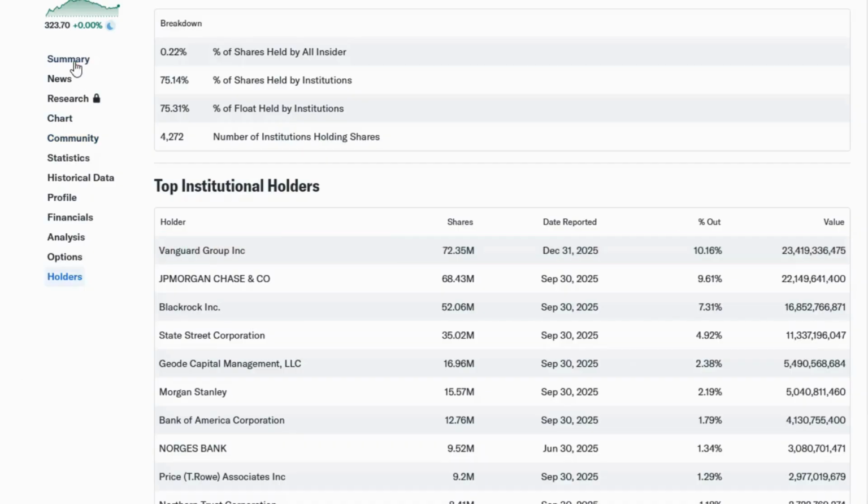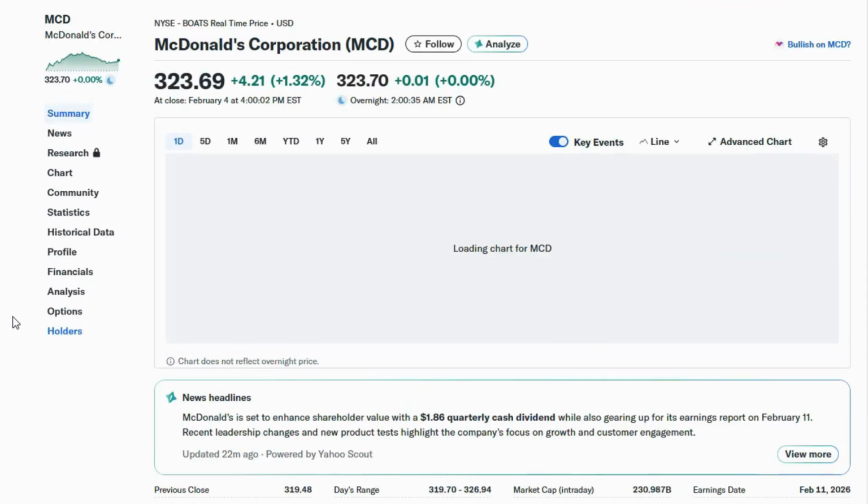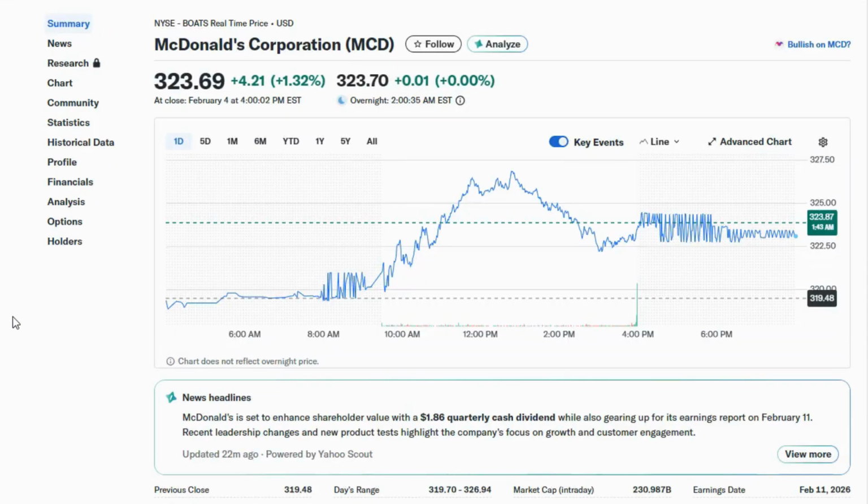Among them, Vanguard Group holds approximately 72.35 million shares, which represents about 10.16% ownership of McDonald's Corporation. And that's how to read a Yahoo Finance stock quote page, from price action and volume to earnings, analyst expectations, and market sentiment. Once you understand how each section fits together, you're no longer guessing, you're making informed decisions based on real data.